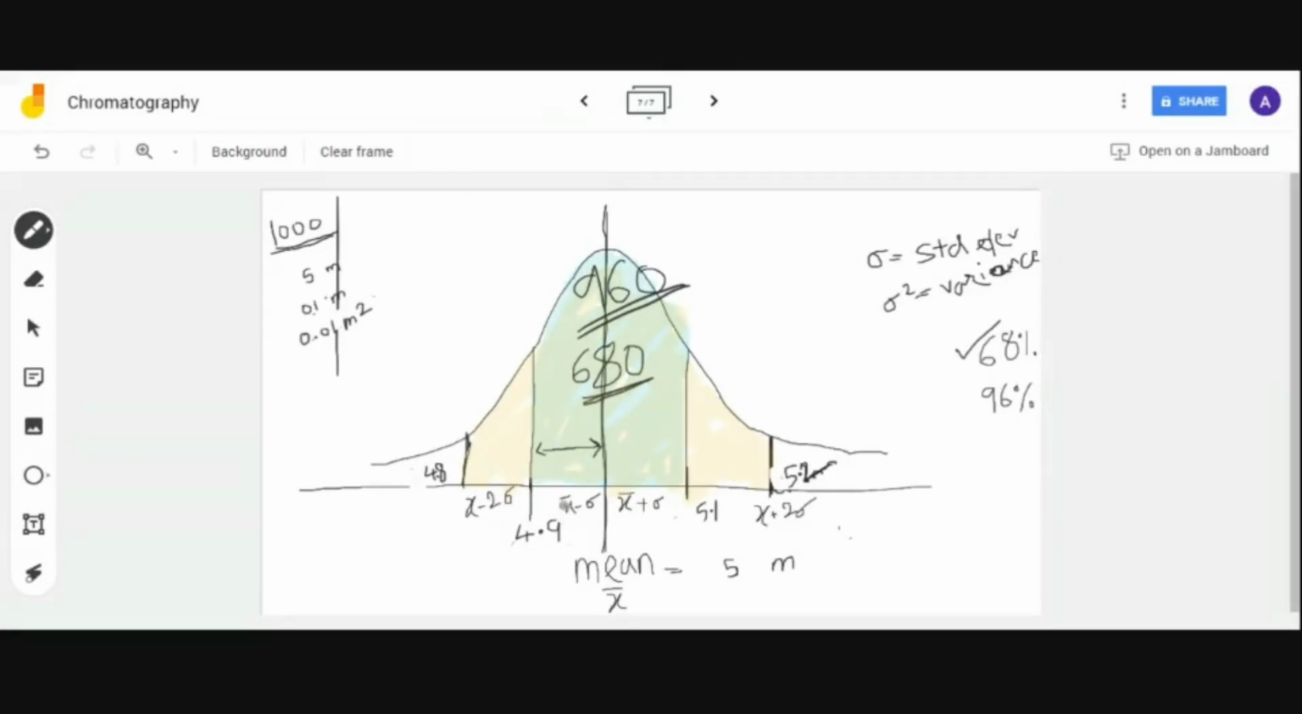Okay, x bar was your mean. So x bar minus sigma: of all the molecules here, how many micrograms of drug should theoretically be there? Here, 340 microgram of drug. So that length of the column, that height of the column, which contains 340 microgram of your drug, that height will be called the plate height. Is this definition clear now?